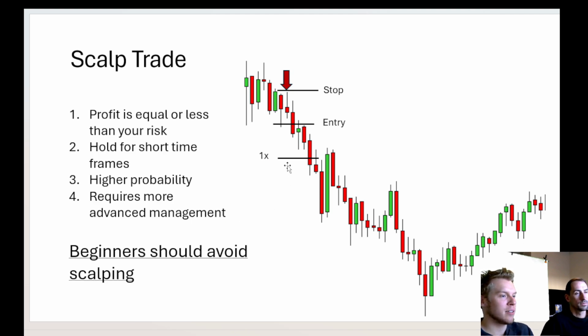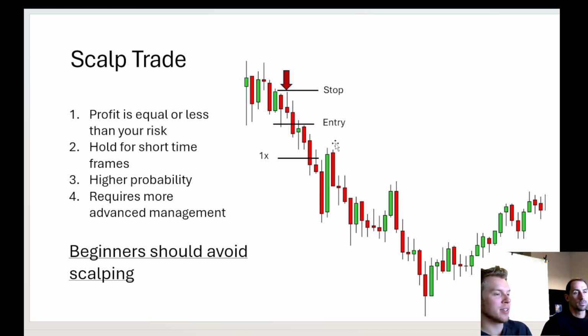A scalp trade is where your profit is equal to or less than your risk. So if we're selling here and trying to go for profit here, that's a scalp. And you could even go for half of your risk here. So instead of 1 times, let's say you go for half or a quarter of your risk. So that would be a scalp. You're just going for small profit. You're holding it for a short time frame.